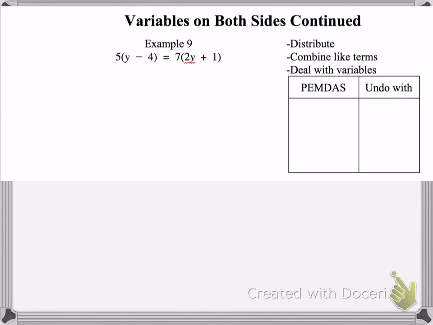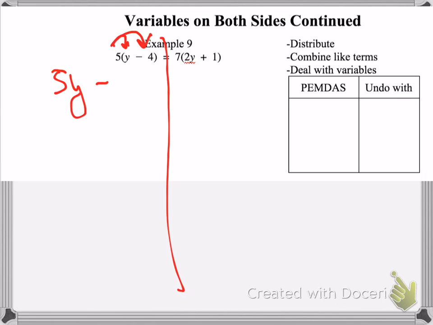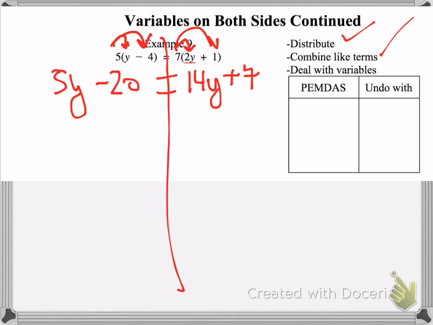So we're going to distribute first. I'm going to distribute 5 times y, which is 5y. I'm going to distribute 5 times negative 4, which is negative 20. That's my left side. I'm going to distribute 7 times 2y, which is 14y, and 7 times 1, which is 7. I don't have any like terms to combine.